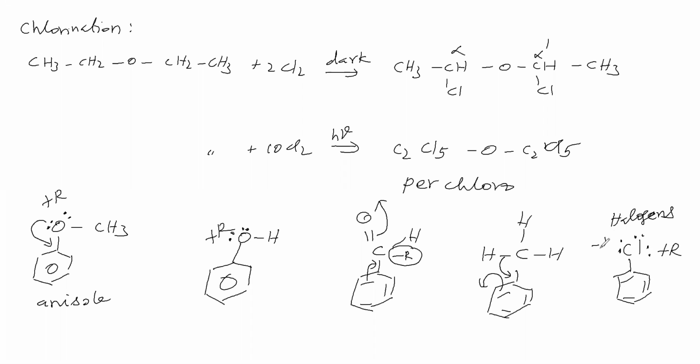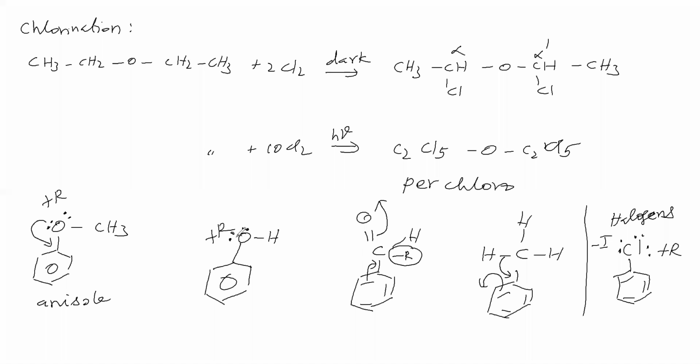But it shows minus I effect. Due to minus I effect, it is deactivating the phenyl ring. Okay, so remember that in halogens, it will show plus R effect. Therefore, it is ortho para director. It is showing minus I effect. Due to minus I effect, it is deactivating the phenyl ring. Remember that. Now we will go for this phenol.